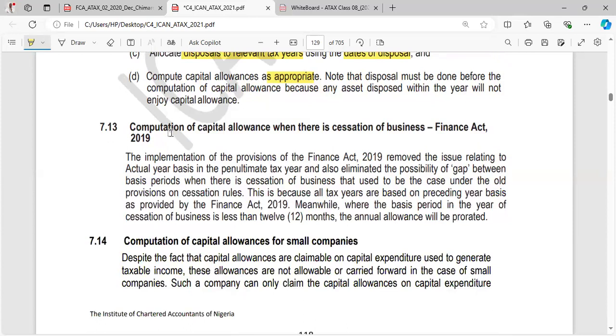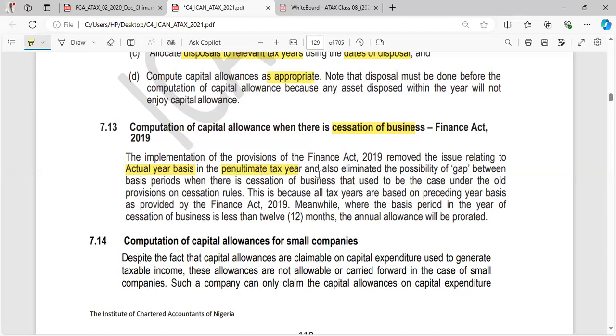Computation of capital allowances where there is a cessation of business, Finance Act 2019. The implementation of the provision of the Finance Act 2019 removed the issue relating to actual year basis in the penultimate tax year. So if you look at one of our classes, is it the third or fourth class? We talked about business income. We talked about the old year, which is for cessation. We talked about ultimate year and penultimate year. Penultimate year is the year before the cessation of business.